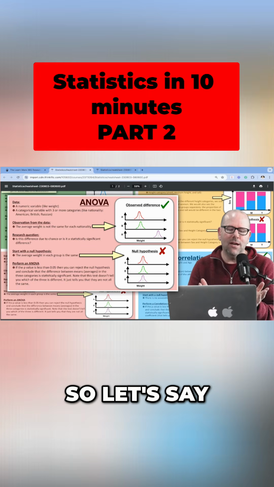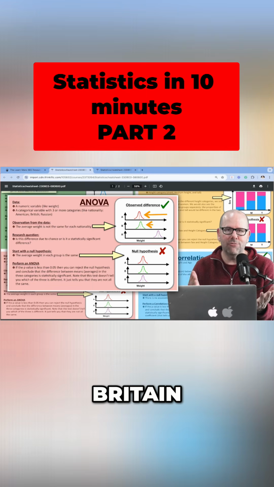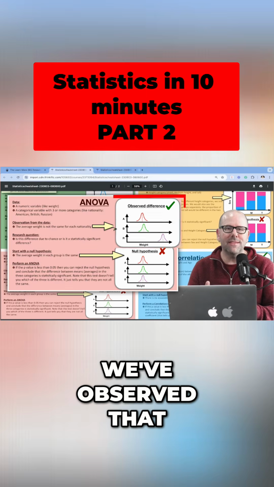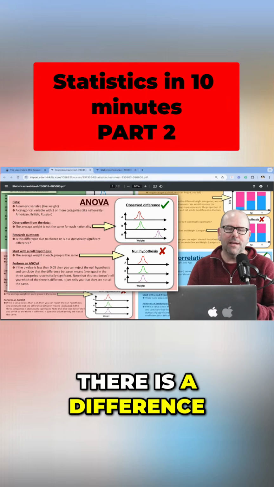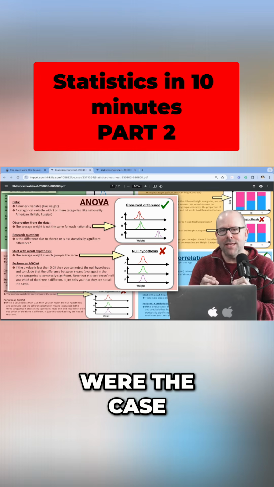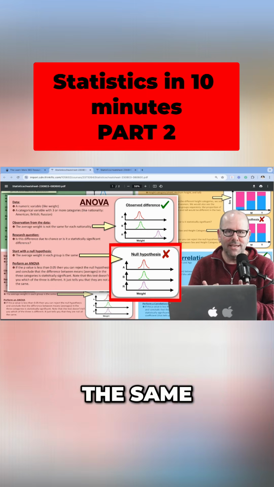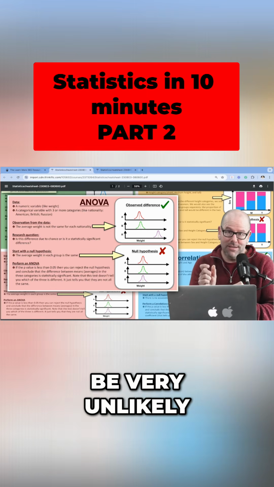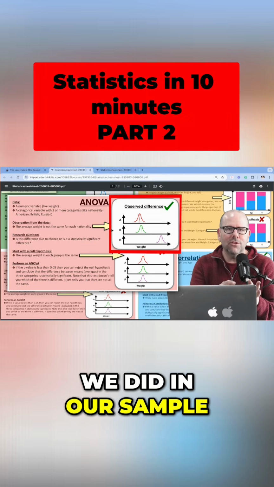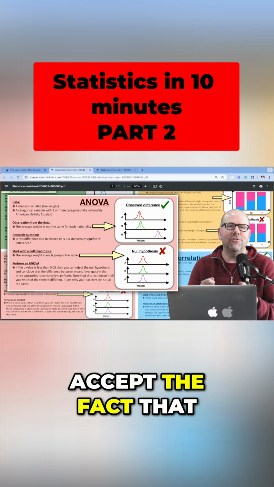So let's say we've looked at the weight of people in 3 countries: America, Britain, and Russia. And in our sample population, we've observed that there is a difference. We've conducted an ANOVA test. We get a p-value that tells us that if it were the case that in actual fact, the weight of people in all 3 countries was exactly the same, it would be very unlikely that we would have seen the difference that we did in our sample. So we can reject the null hypothesis and we can accept the fact that there is a difference.